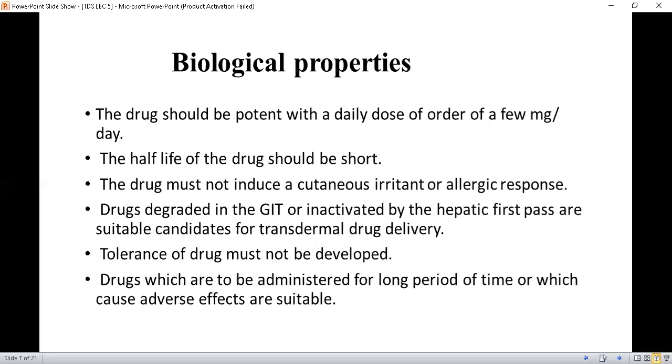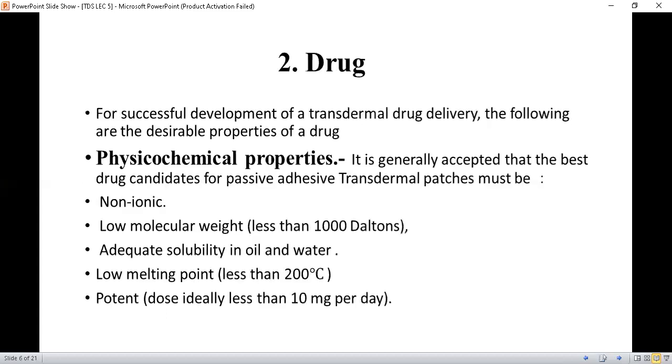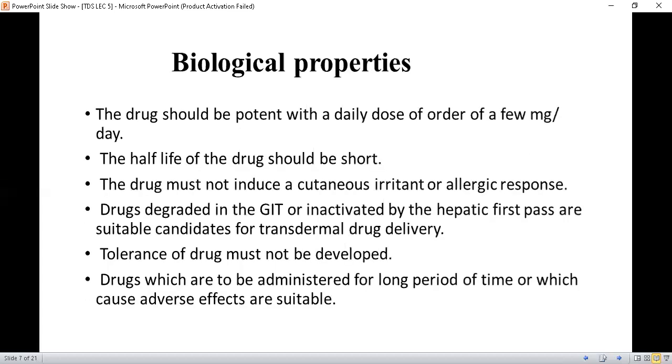Biological properties of the drug. What should be the biological properties of the drug? In the previous slide, we discussed the physicochemical properties of the drug. Now we are going to discuss biological properties. The drug should be potent with a daily dose of the order of a few milligrams a day. As we have discussed, potent drugs are usually formulated in a transdermal drug delivery system. By potent, we mean that a small amount of the drug is required for the therapeutic action. The half-life of the drug should be short. The drug must not induce cutaneous irritant or allergic response.